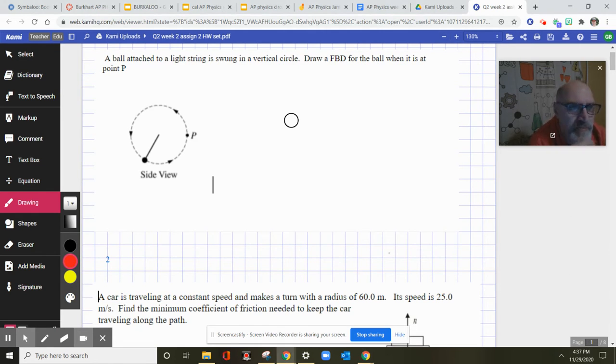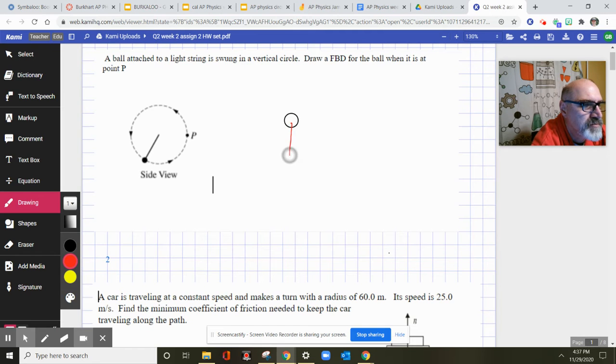Number one, there's a ball and a string. It's going around like this. What point P? Draw a free body diagram for the ball when it is at point P.